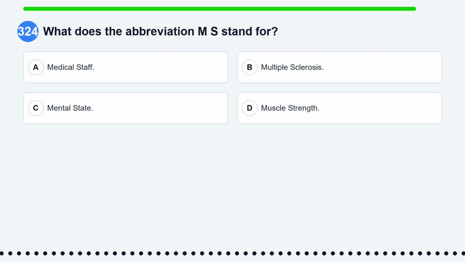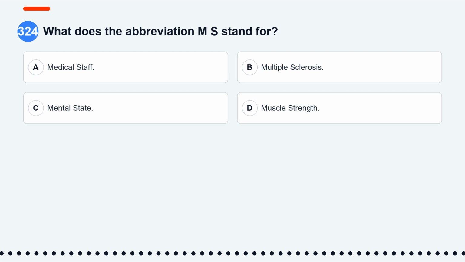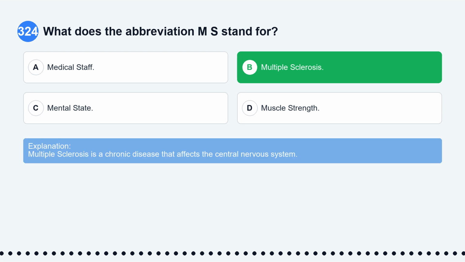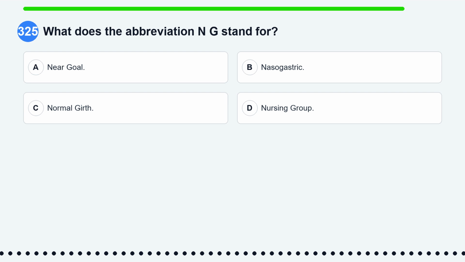Question 324. What does the abbreviation MS stand for? Option A, medical staff. Option B, multiple sclerosis. Option C, mental state. Option D, muscle strength. The correct answer is option B, multiple sclerosis. Multiple sclerosis is a chronic disease that affects the central nervous system. Question 325. What does the abbreviation NG stand for?